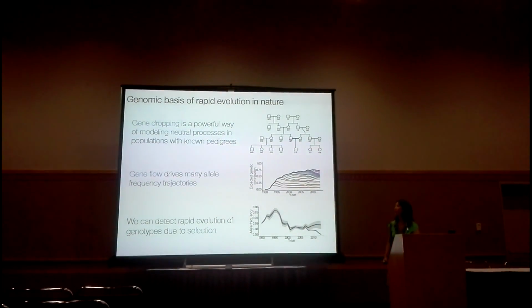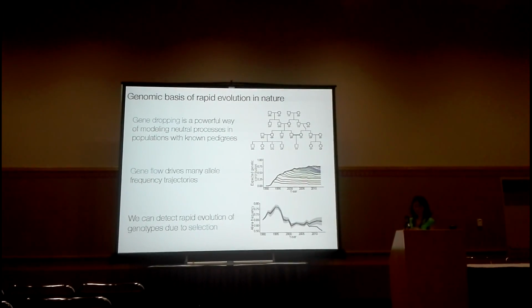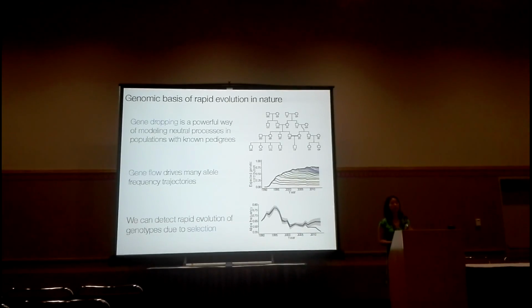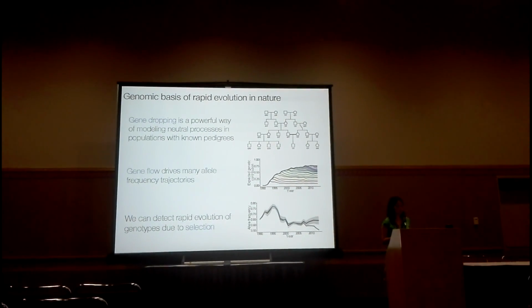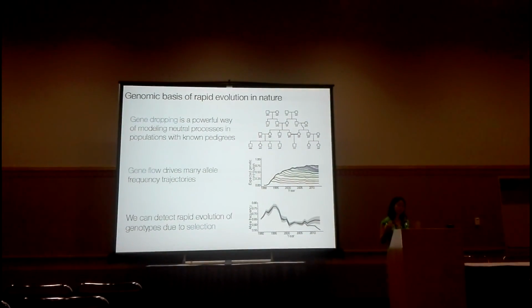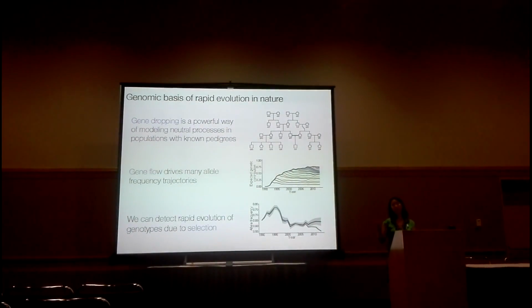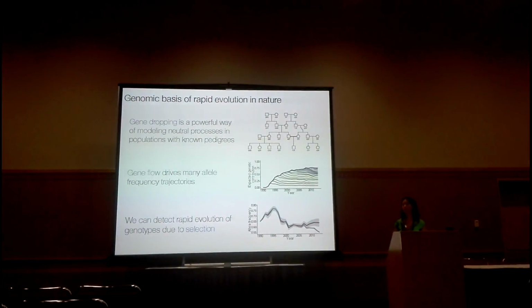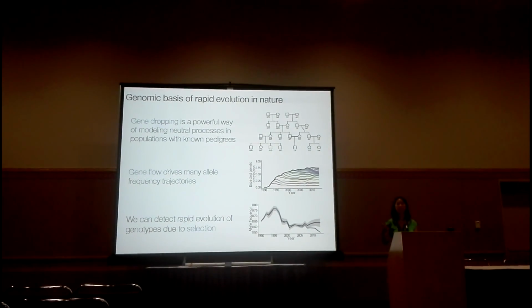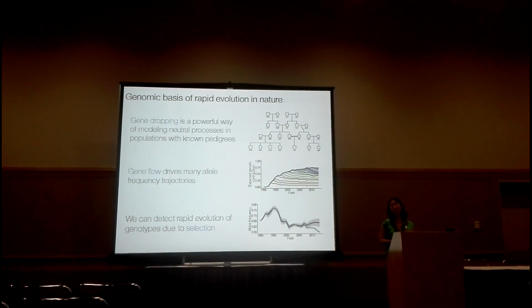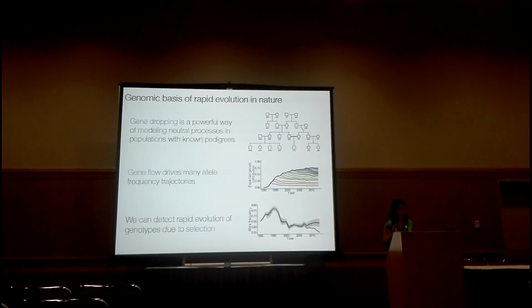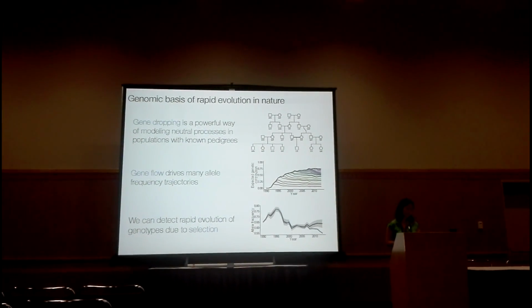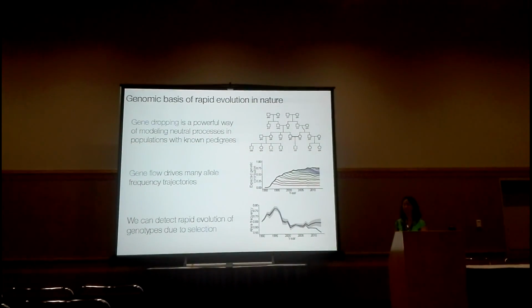So to sum up, today I've talked to you about gene dropping, which is a really powerful way of modeling neutral processes in populations with known pedigrees. We showed that there are many alleles in our population that do show large allele frequency shifts over just 23 years, although many of these trajectories are driven by gene flow, which is consistent with the high levels of immigration into our population. But even accounting for gene flow and drift, we can still detect rapid evolution of genotypes due to short-term selection.